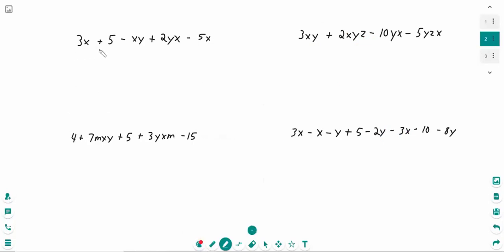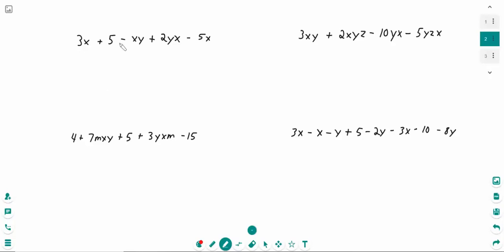So we have 3x plus 5 minus xy plus 2yx minus 5x, and we want to simplify this. And if we're going to simplify it, we need to try to essentially make everything smaller. Combine things that can be combined, multiply things that can be multiplied. Just do anything that we can within this problem.